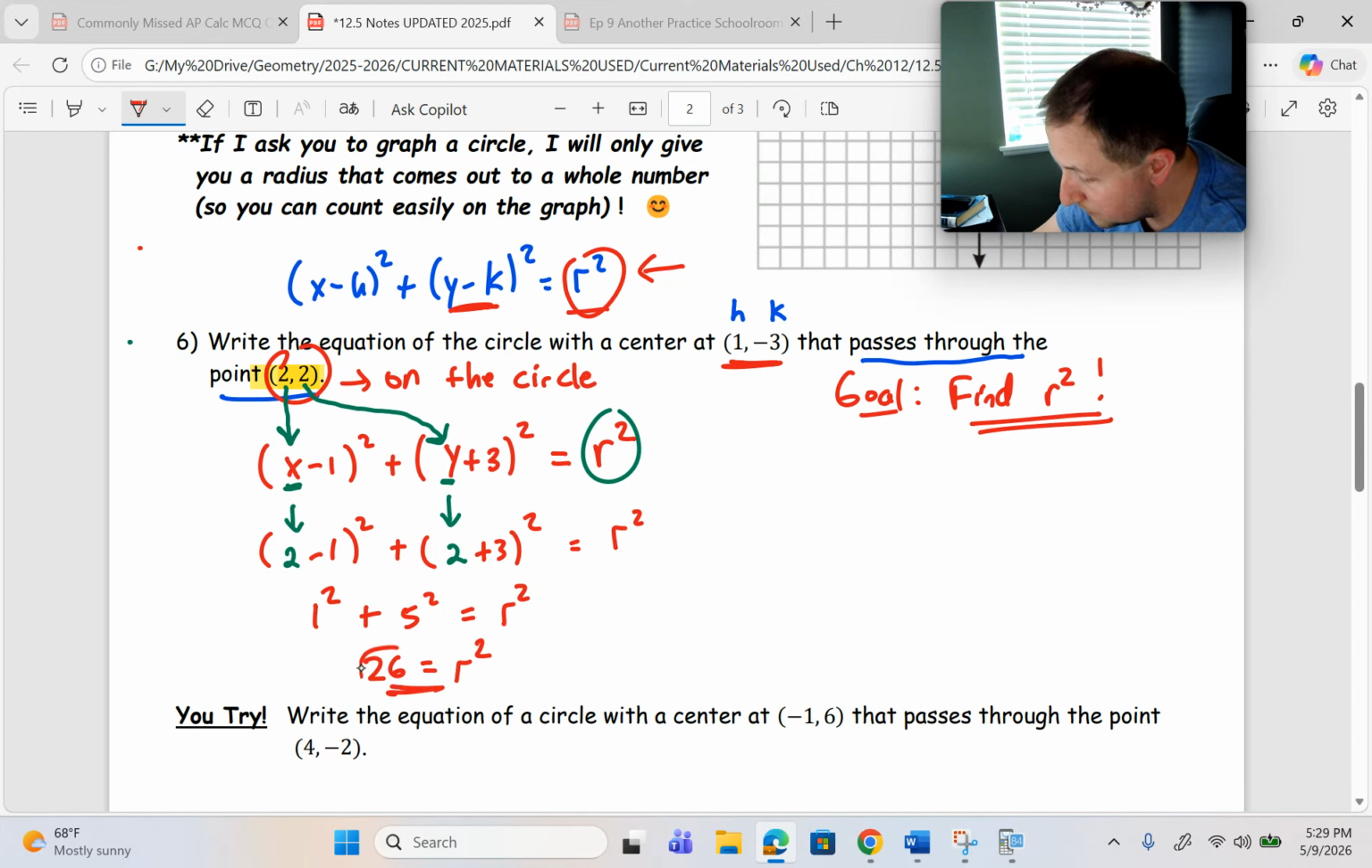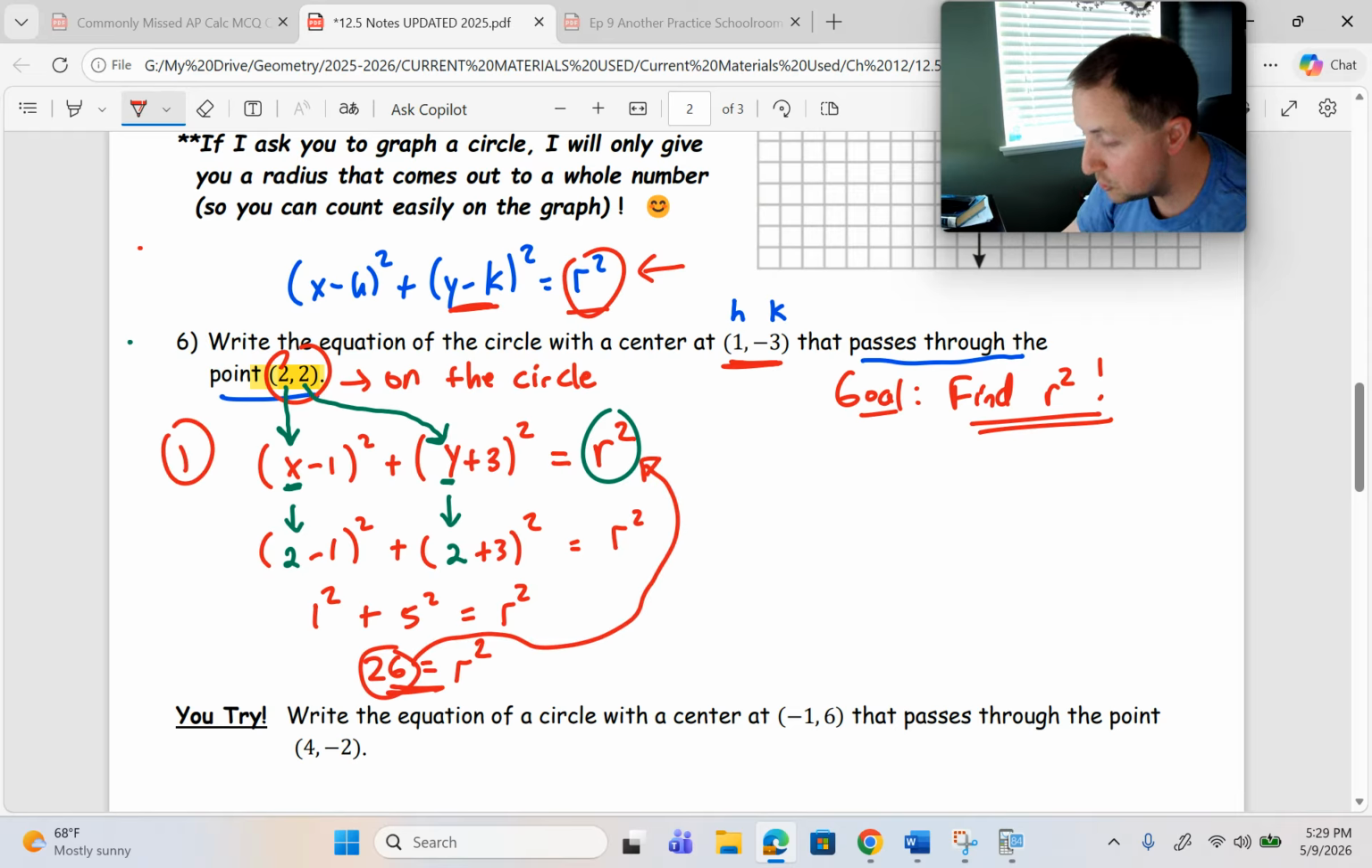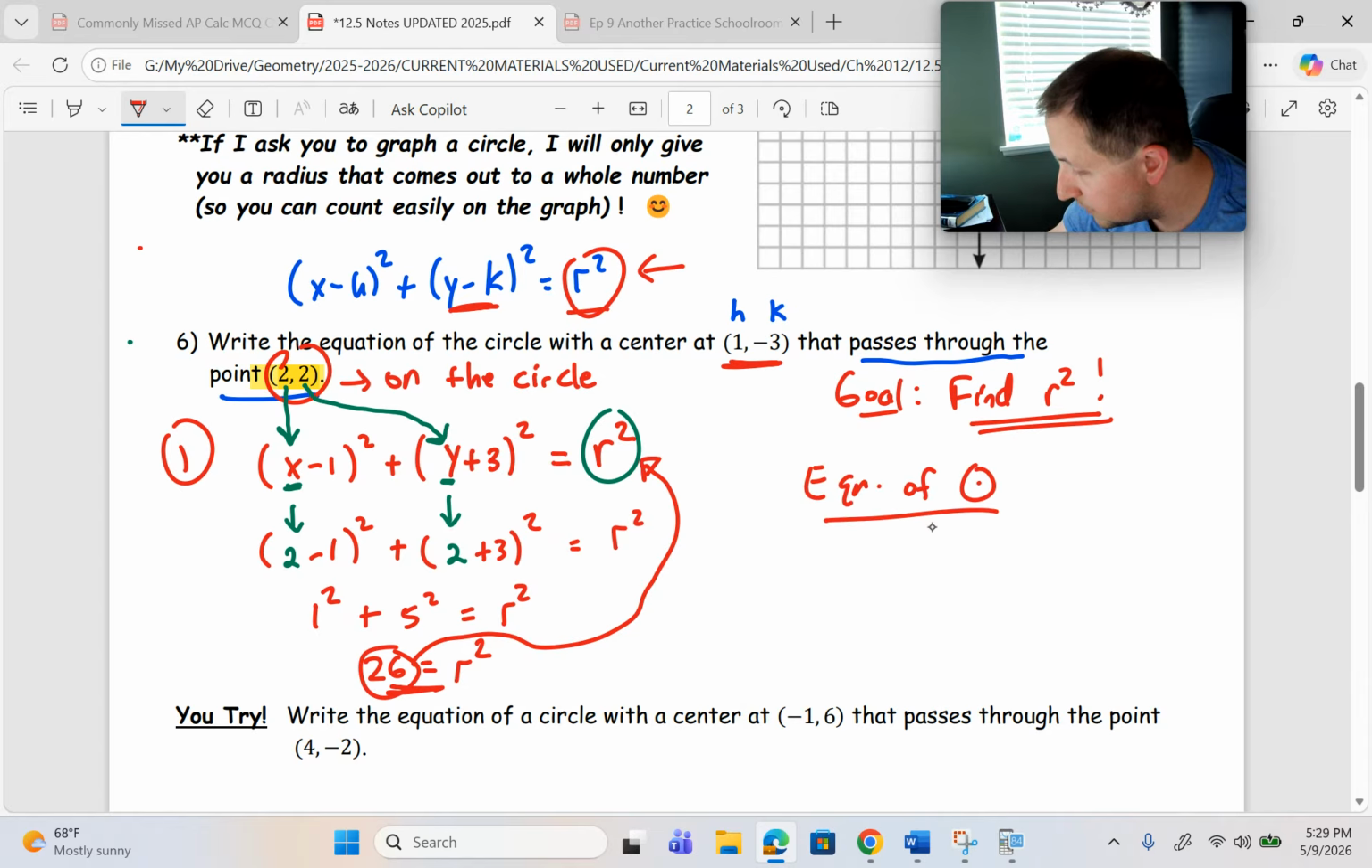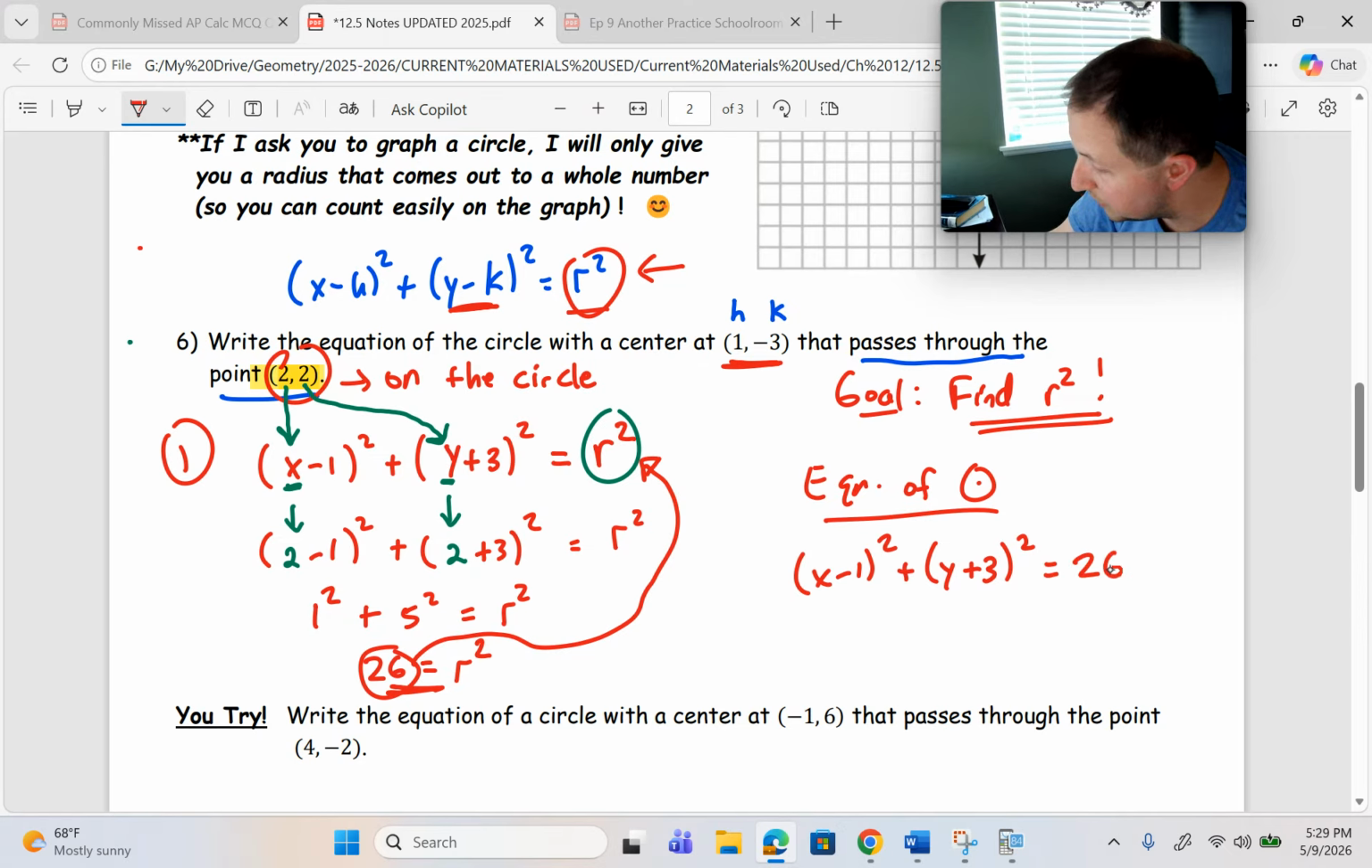Last step is now I'm going to take that 26, I'm going to come back to step 1, and I'm just going to plug in 26 for the right-hand side. So my equation of the circle is (x minus 1) squared plus (y plus 3) squared. We solved for r squared, and we got 26.